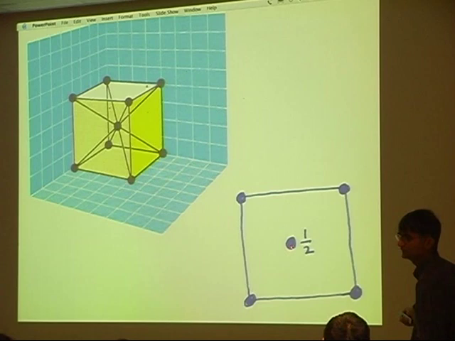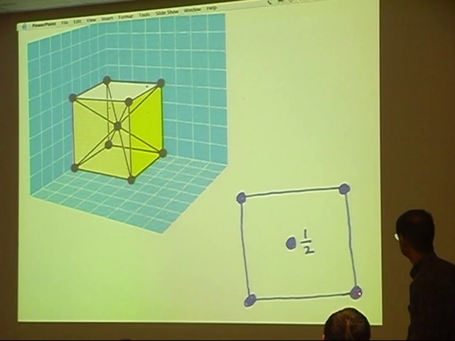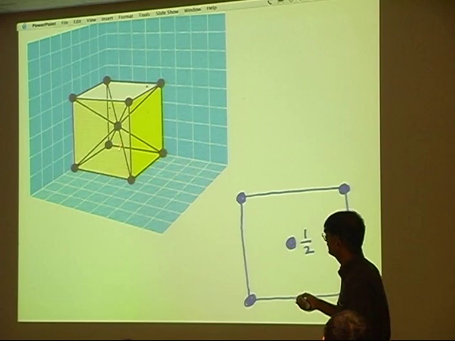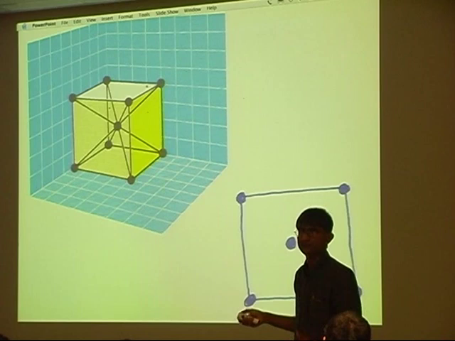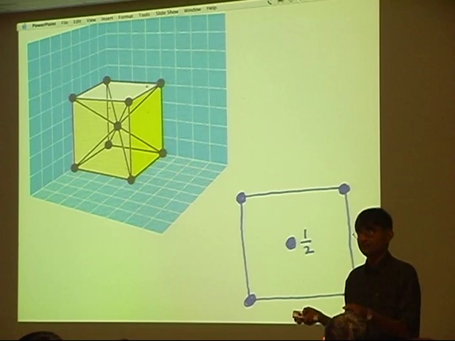When we don't label the points, they are located at 0 and 1. So these points are at 0 and 1, 0 and 1, 0 and 1, 0 and 1, and that's at a half. Now, in this particular case, it's easy to draw a three-dimensional cell. But when we get to complicated structures later, it will be impossible to visualize them in three dimensions very easily. So this is a very nice method of representing a unit cell in three dimensions.